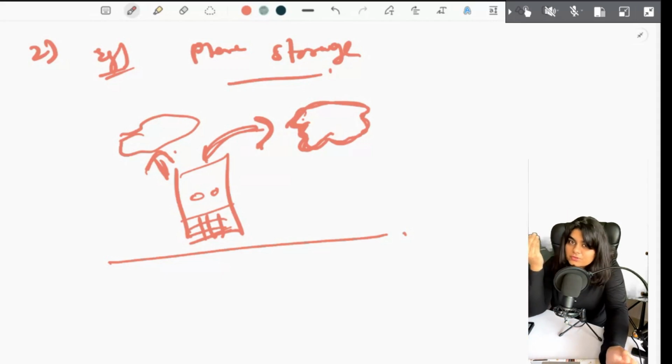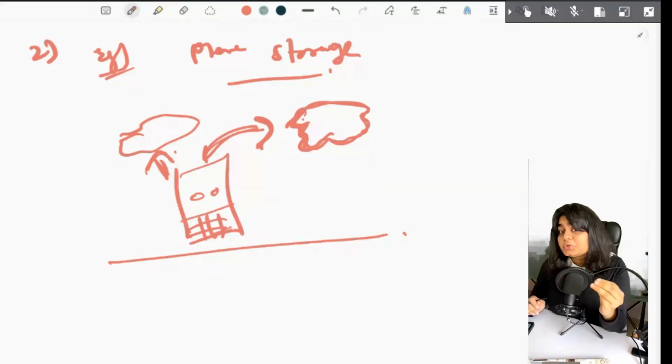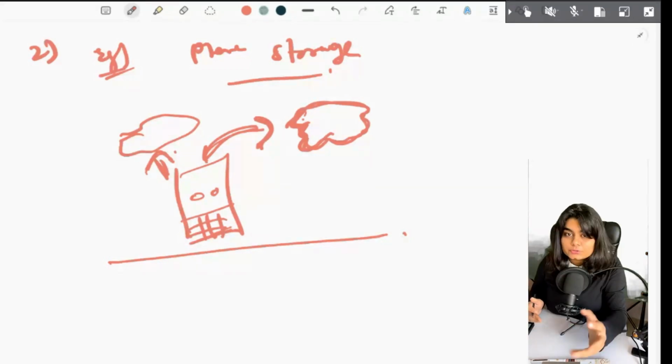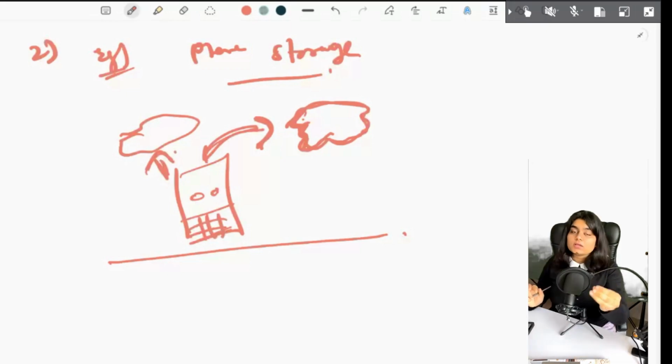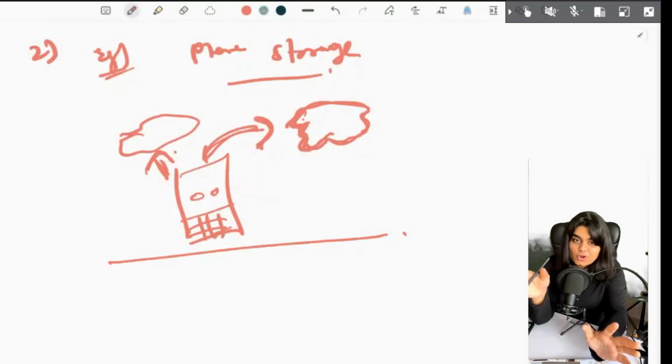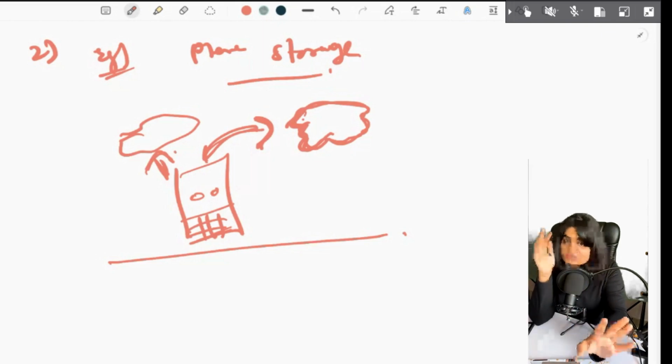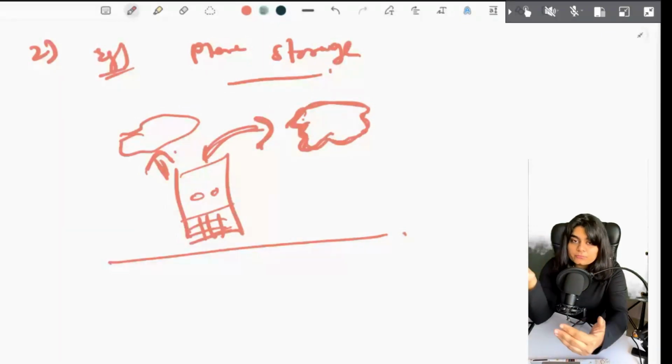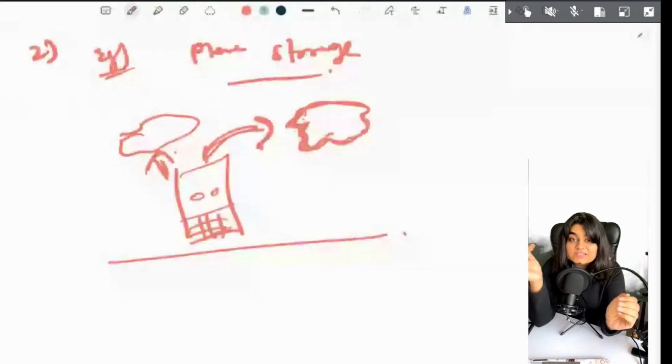So what are the pros of this? This method is much more scalable. You don't need to worry about running out of space, and if one server crashes, your photos are still safe on other servers. But it also has cons. Now you are dependent on the network. If your internet connection is slow, uploading photos can take time. Plus, managing the data across multiple cloud services can introduce latency.